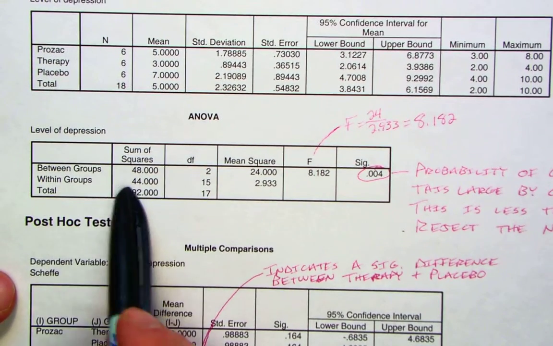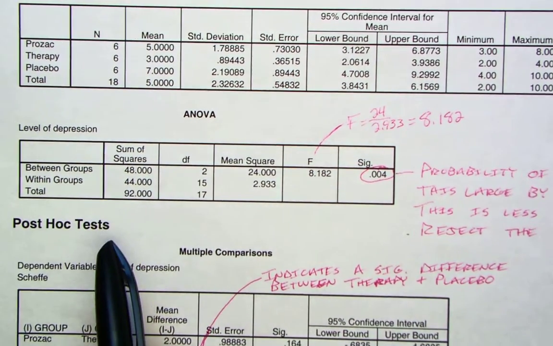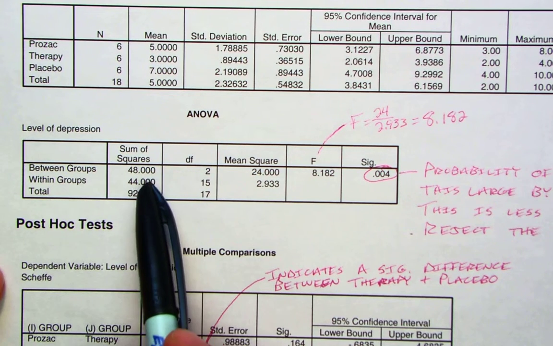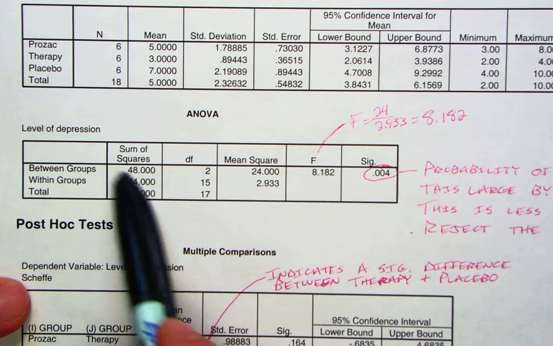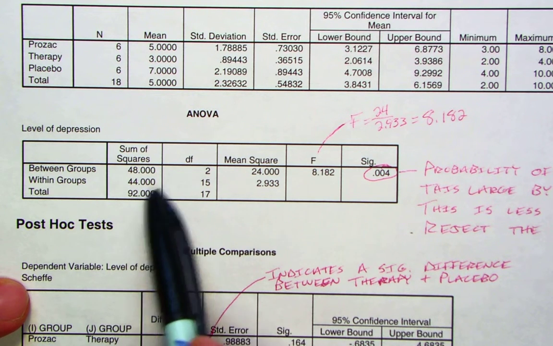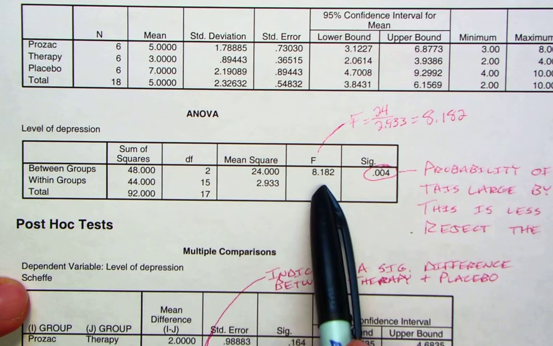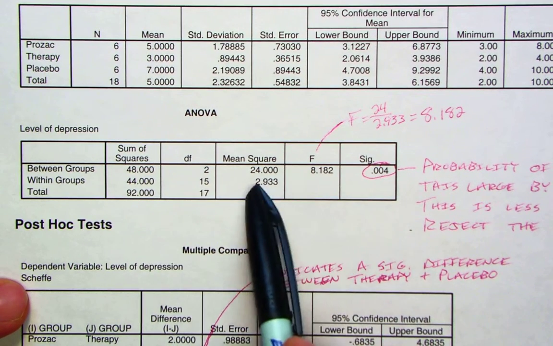Then we have the ANOVA table, and you'll notice this ANOVA table here is the same as what we created. We had a sum of squares of 48 for the between groups, and 44 and 92. So this ANOVA table is exactly the same as what we produced.